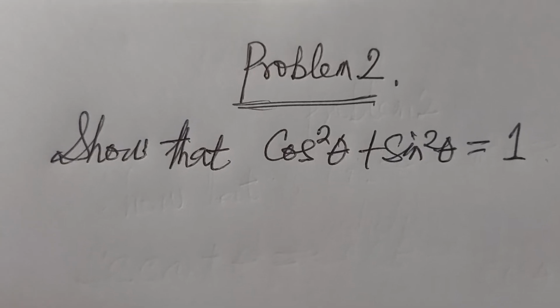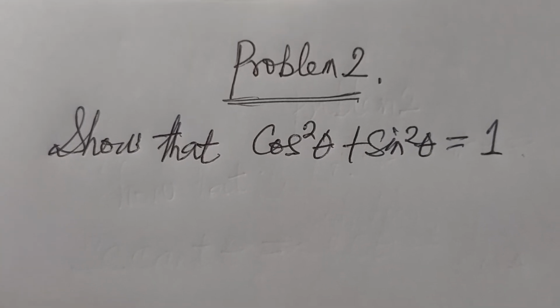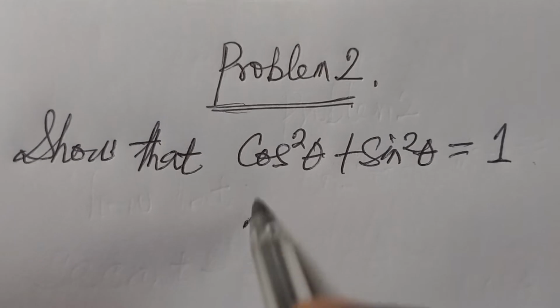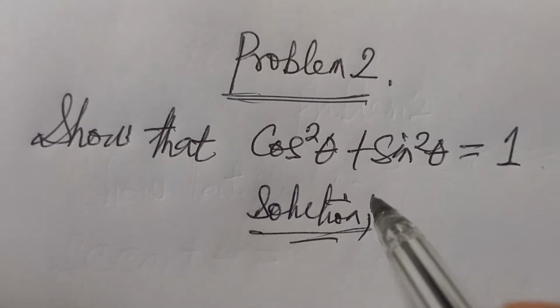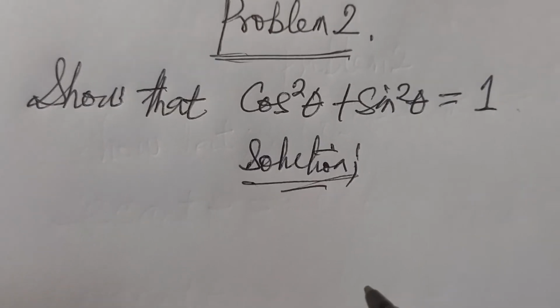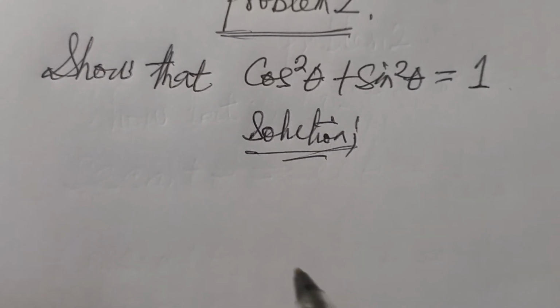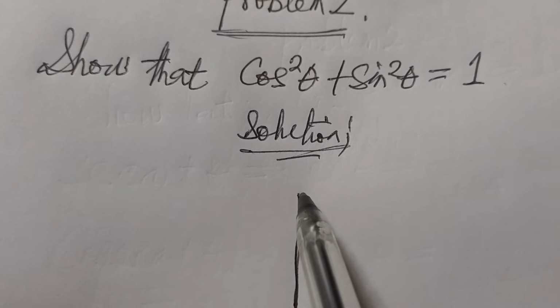Here in this problem, we want to show that cos squared theta plus sin squared theta is equal to 1. So let's see the solution to this. We will consider the right angle triangle we used earlier.